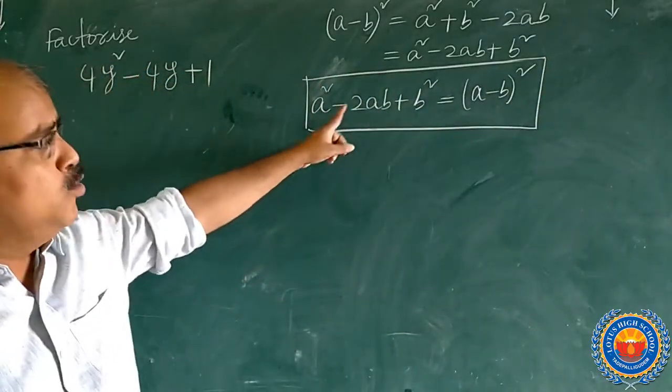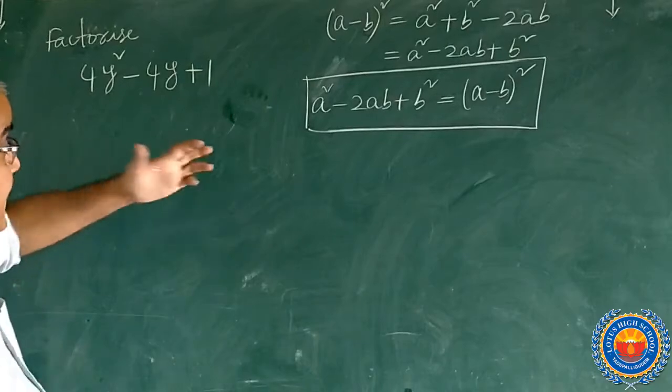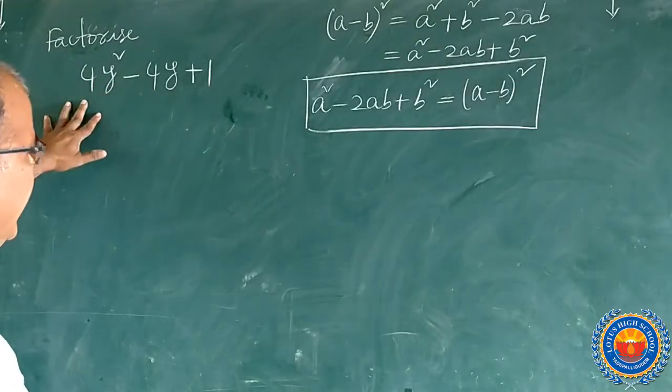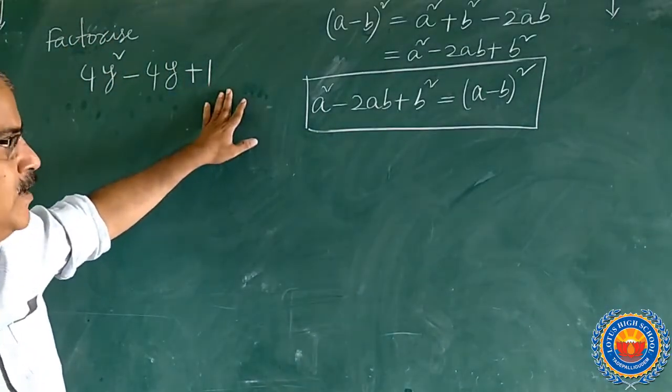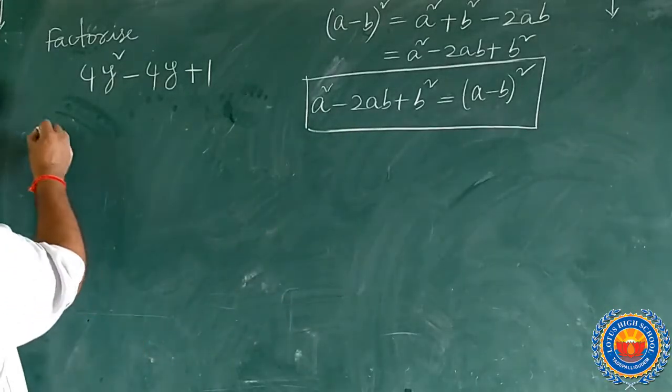a square minus 2ab plus b square is equal to a minus b whole square. So whether it is in this format or not, a square may be a square minus 2ab plus b square. Understand? Now, first I have to check like the previous sum.